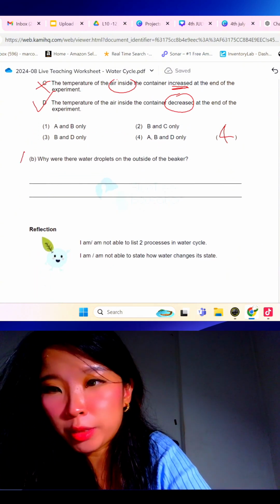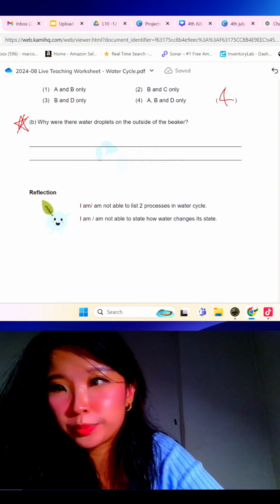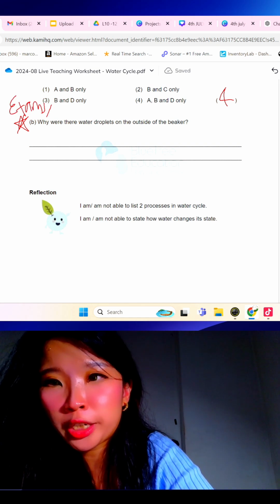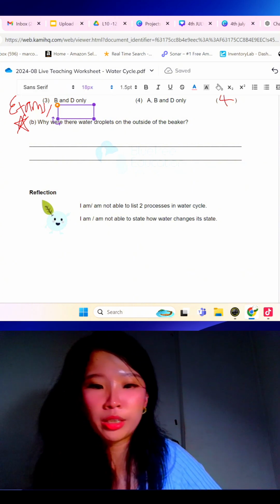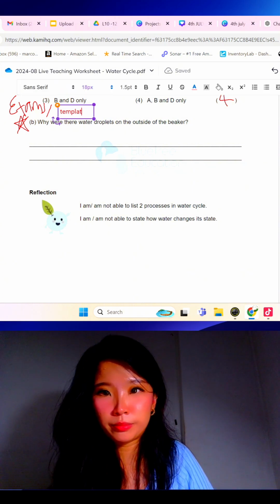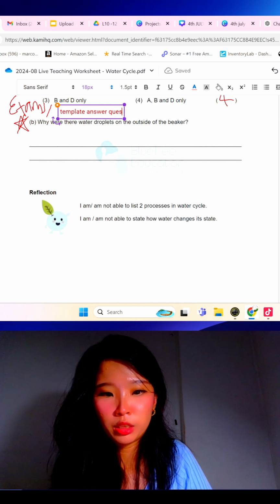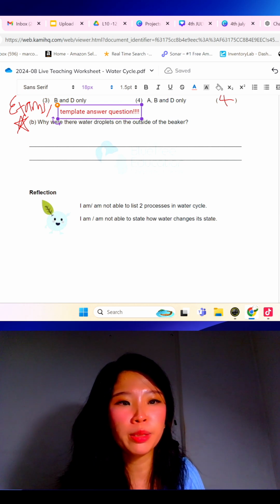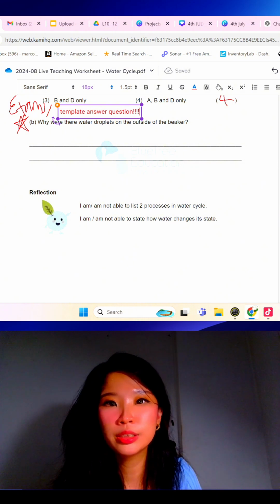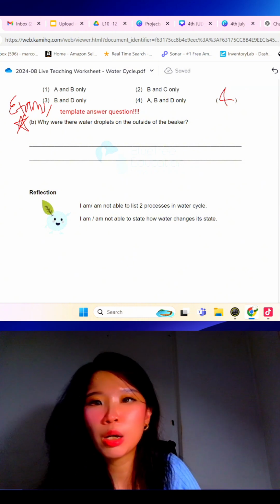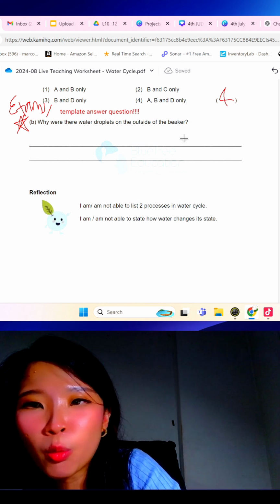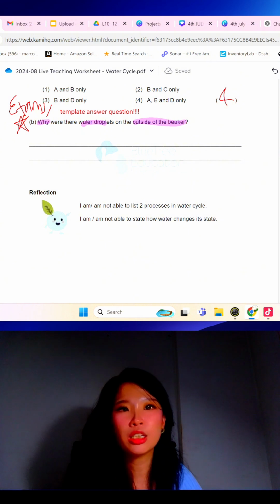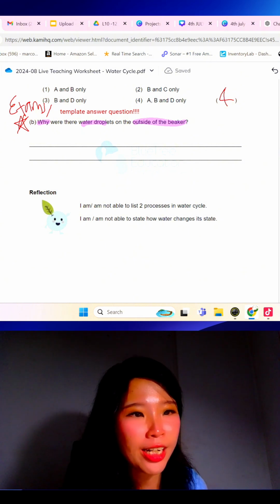Now, this one. Why do I want to go through this first? Because this is very important. This is the exam question. I always tell my students we call it the template answer question, which you need to memorize and then write out. Can you tell me what the template answer for this is? Why were there water droplets outside of the beaker? Tell me your answer. Type in your answer.